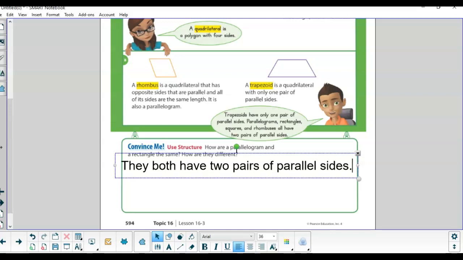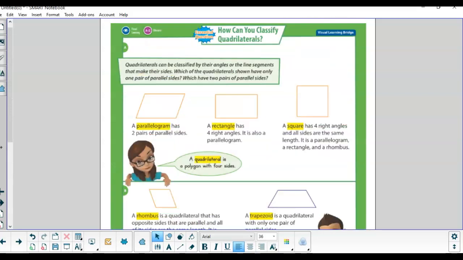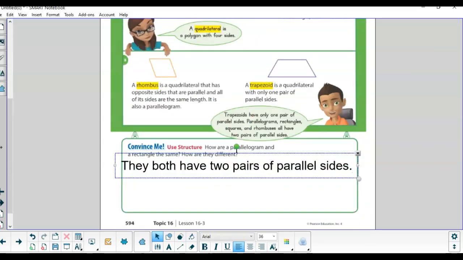A rectangle is actually a special type of parallelogram. Now, how are they different? So what's a way that the parallelogram and the rectangle are different? Look at those two figures and think about, what's different? Who thinks they know? Yeah, that's right. A rectangle has four right angles, whereas a parallelogram does not have any right angles. So that's a way that they are different.